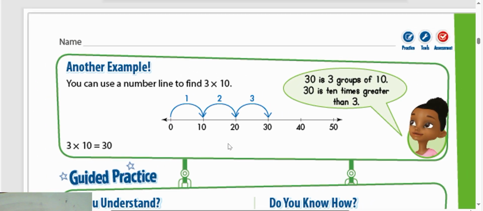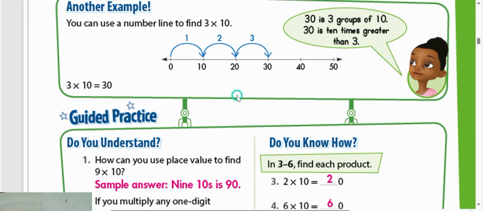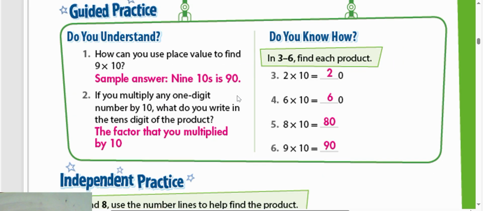Next page, we can use a number line to find the result, like 3 times 10. Start from 0 and jump 3 times: 10, 20, 30. Do you understand? How can you use this to find 9 times 10? 9 times 10 is 90. 9 multiplied by 10 is 90.